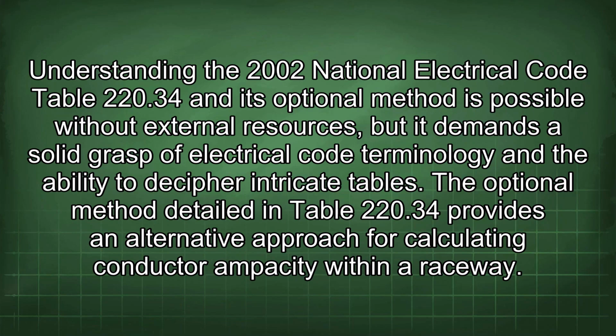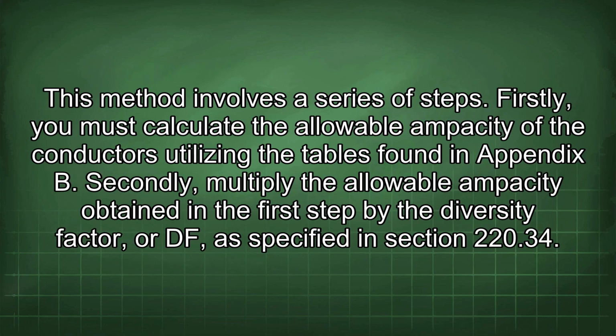Understanding the 2002 National Electrical Code Table 220.34 and its optional method is possible without external resources, but it demands a solid grasp of electrical code terminology and the ability to decipher intricate tables. The optional method detailed in Table 220.34 provides an alternative approach for calculating conductor ampacity within a raceway. This method involves a series of steps.